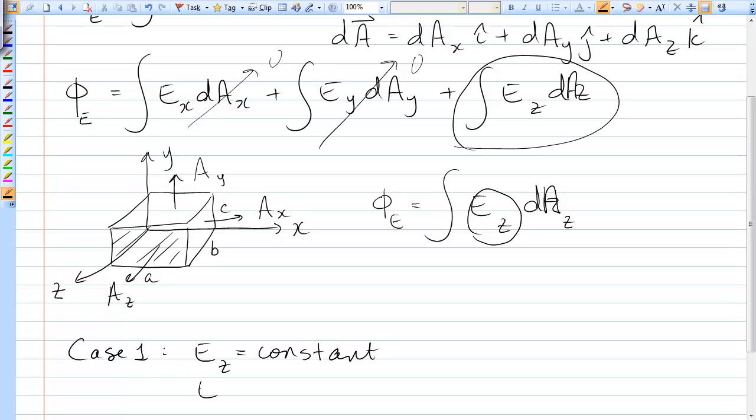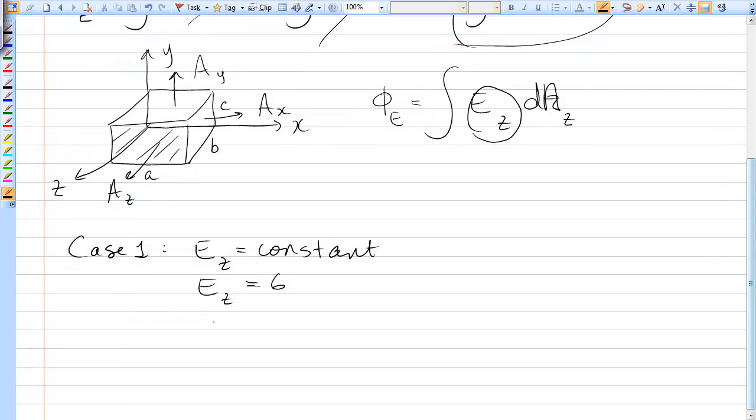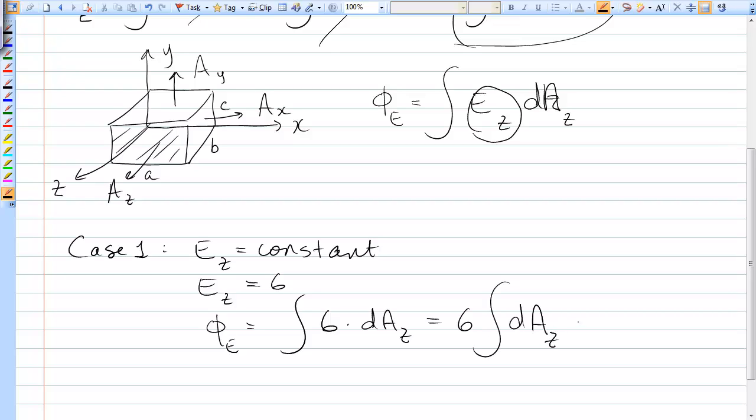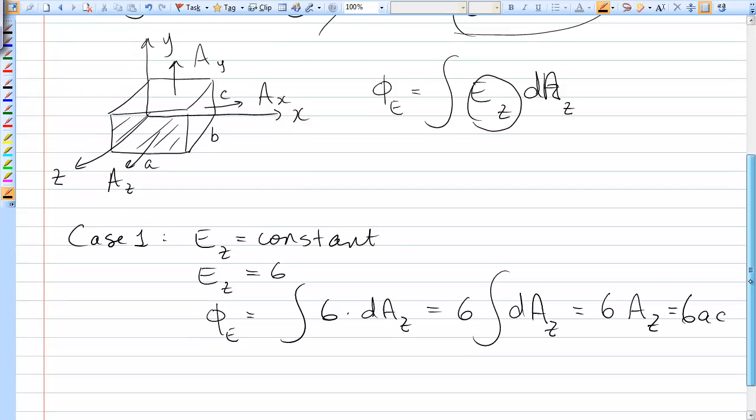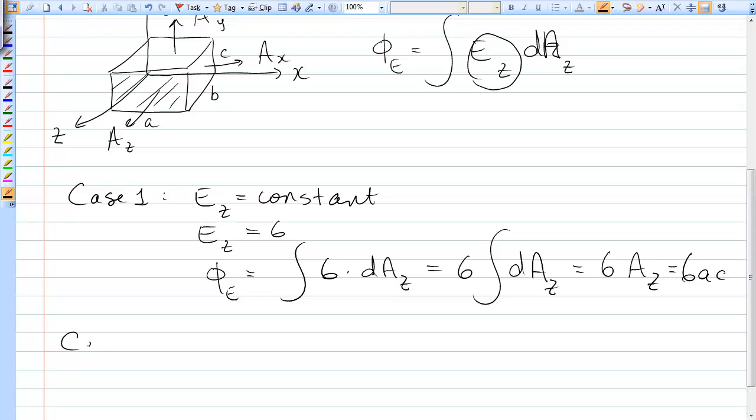So, for example, if Ez were just a number like 6, then the electric flux would simply be the integral of 6 times dAz. The 6 comes out. The integral of dAz is just the sum of all the little elements of area. So it's just 6 times Az. And for our face, the area Az would be a times c. So it'd be 6ac. And that's the answer. No integral necessary.